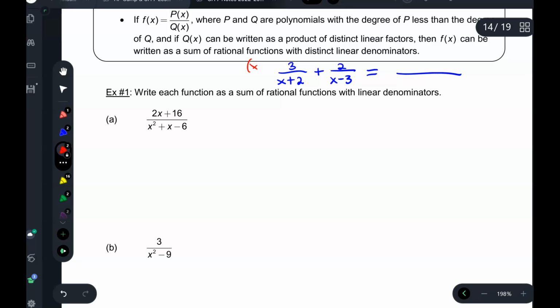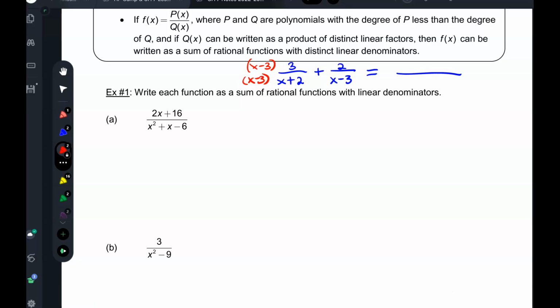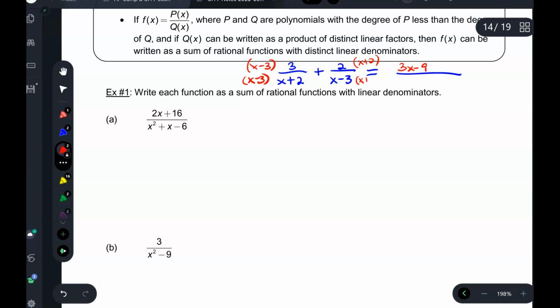We would have to multiply the first fraction by x minus 3, right? So we'd have what? 3x minus 9. And then we'd have to multiply the second fraction times x plus 2. So this would give us 2x plus 4 over x squared minus x minus 6. So we would have 5x minus 5.